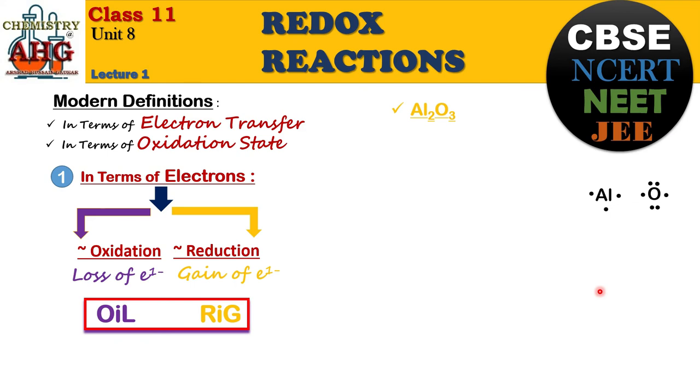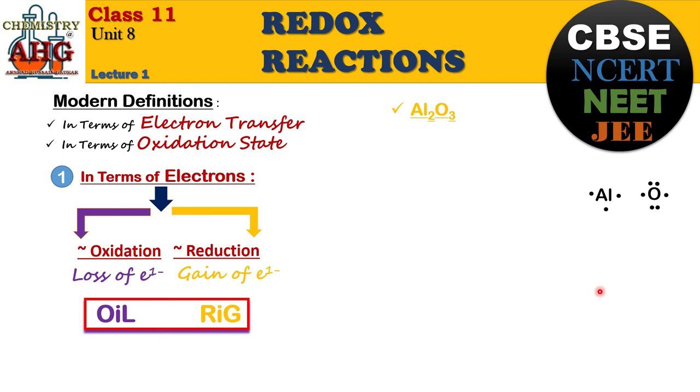Okay, now students, you have come to know which element is going to lose electrons easily, aluminum, and which element is going to gain electrons easily, it is oxygen. So what you will do now, loss of electron is oxidation. Which element will be oxidized? Aluminum will be oxidized. Aluminum is going to lose 3 electrons.